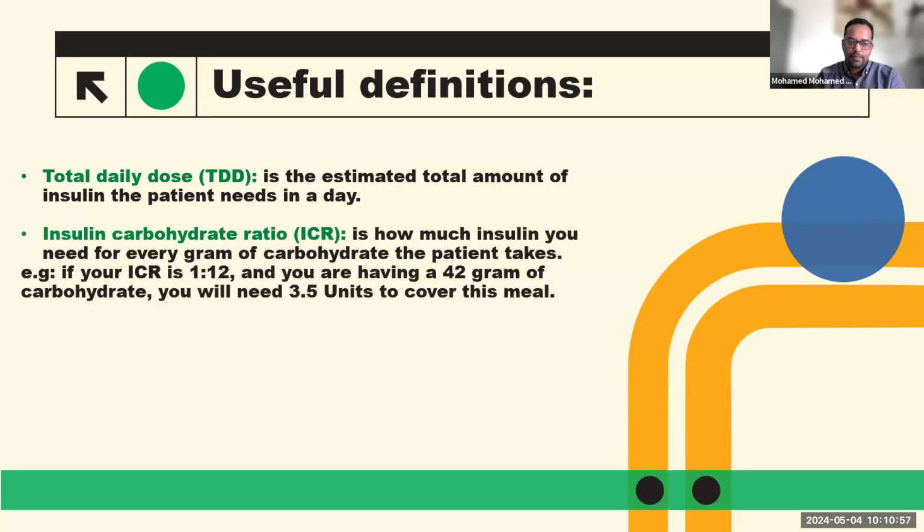The breakdown of this is there's an insulin carbohydrate ratio, which is how much insulin you need for every gram of carbohydrate you take. So let's say your ICR is 1 to 12, this means that your body needs 1 unit of insulin to handle every 12 grams of carbohydrates, which also means that, for example, if you're having a meal that contains 42 grams, with quick math, you will need 3.5 units to cover this meal. Is that clear?